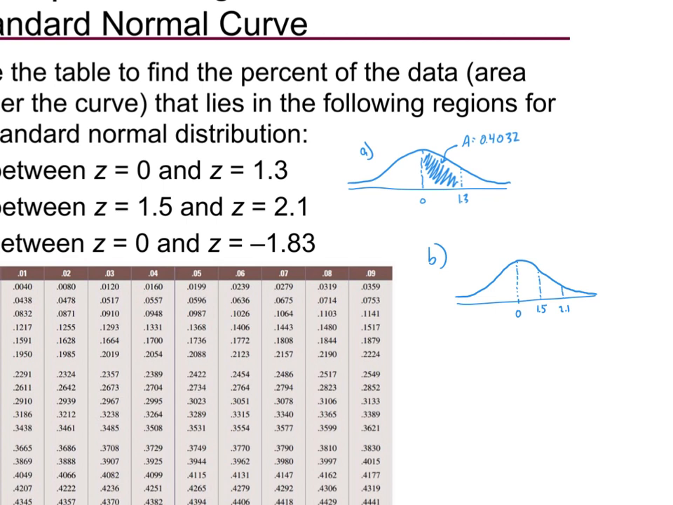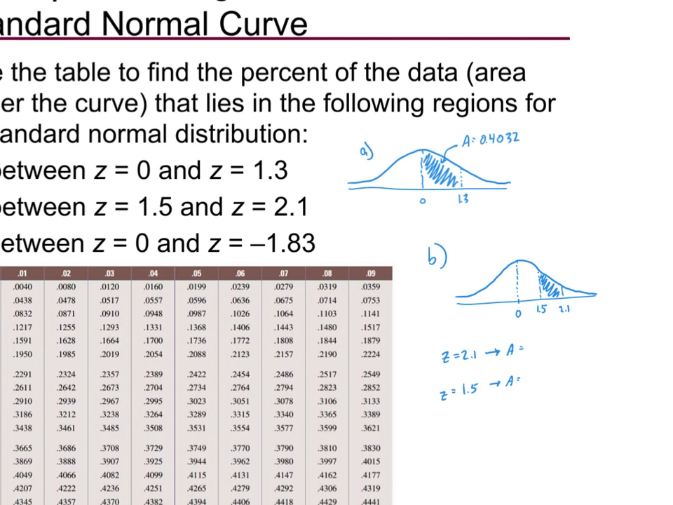So for part B, we want the area between 1.5 and 2.1. The way that we do that is we're going to look up an area for both of them. So for Z equals 2.1, we're going to find a corresponding area. And for Z equals 1.5, we're going to find a corresponding area. And then I'll pause my talking for a second. Think about what we'll do with those areas.